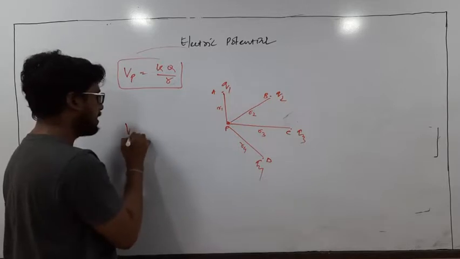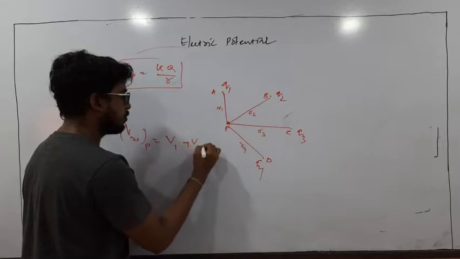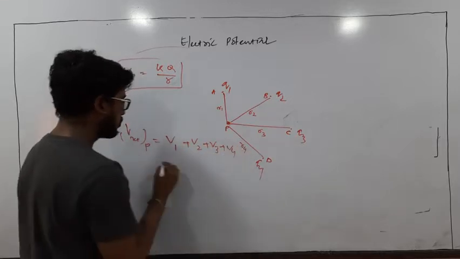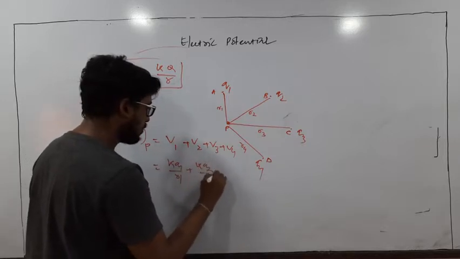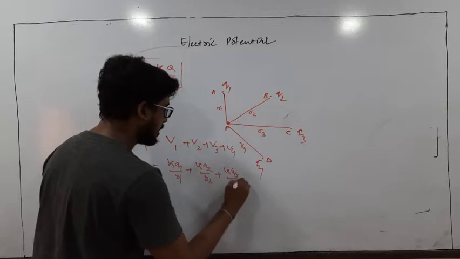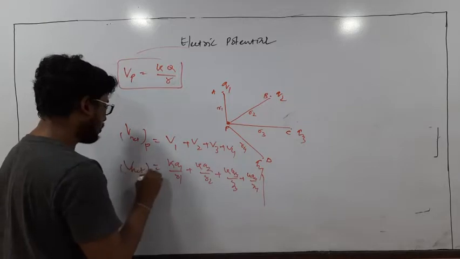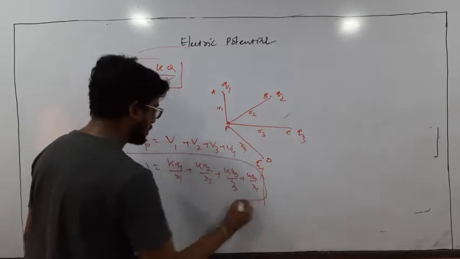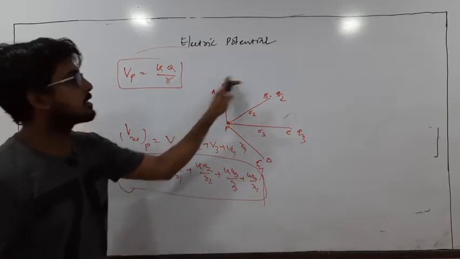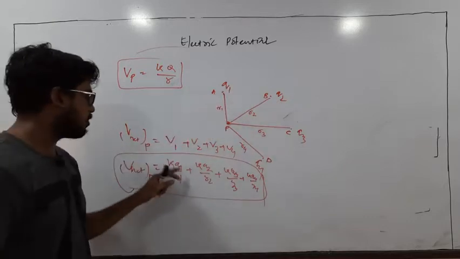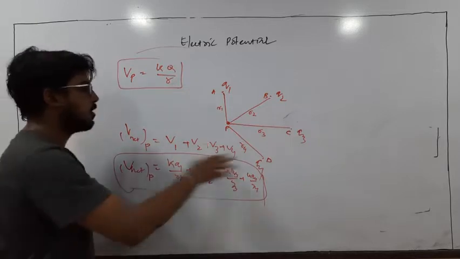So we can write the V net at P as the potential due to Q1 plus potential due to Q2, Q3, Q4. So this can be written as K Q1 by R1 plus K Q2 by R2 plus K Q3 by R3 plus K Q4 by R4. So this will be the V net at the position P due to all the charges surrounding it, and all these potentials are again taken with respect to the sign of the charges. If Q1 is negative, here we have to put minus K Q1 by R1. If Q3 is negative, we have to put minus K Q3 by R3, and accordingly we have to add them.